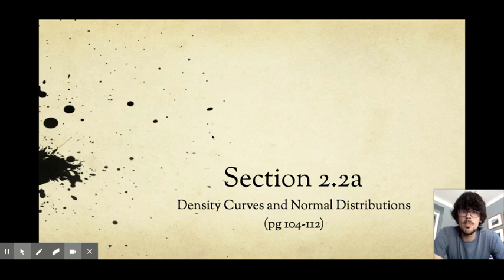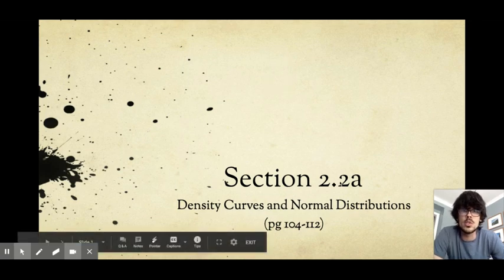All right, so we are jumping into section 2.2 right now, and 2.2 is an extremely important section because we learn about one of the biggest concepts of all of AP statistics, which is the normal distribution.